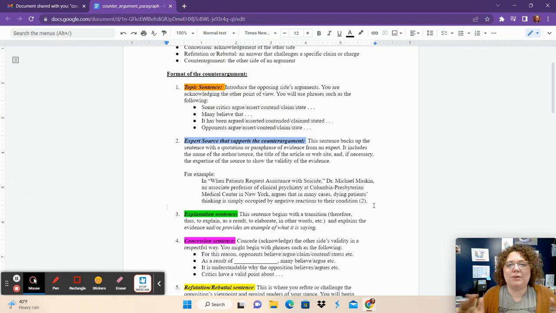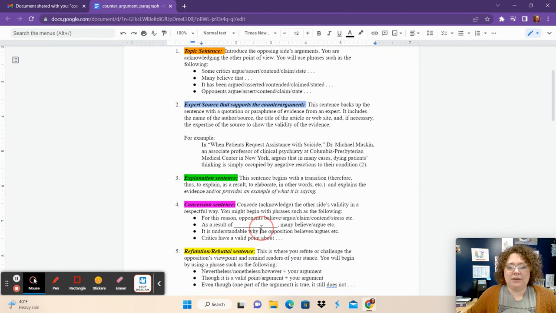They only talked about how big the universe was. They didn't talk about anything else. So your counter, you have to give the evidence for it. So you're giving that cited evidence of why somebody would disagree with you. You're still in the counter. The explanation and the concession are sort of the same thing.